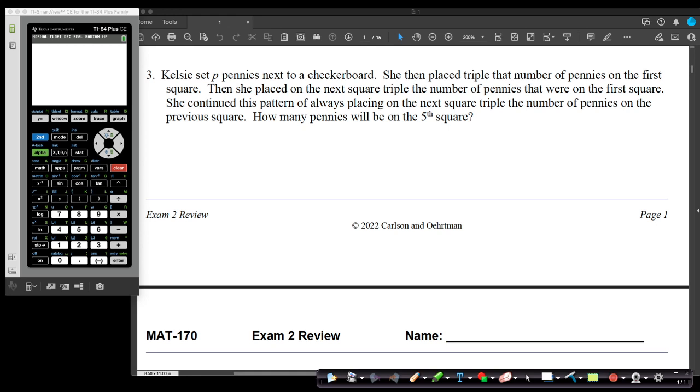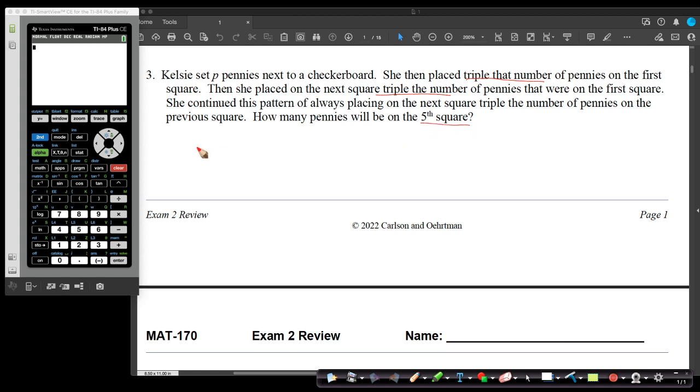Question number 3, we're going to look at Kelsey had set P pennies next to a checkerboard, and then she placed triple that number of pennies on the first square. Then she placed on the next square triple the number of pennies that were on the first square. So she's tripling every time. She continued this pattern of always placing on the next square triple the number of pennies on the previous square. How many pennies will be on the fifth square?